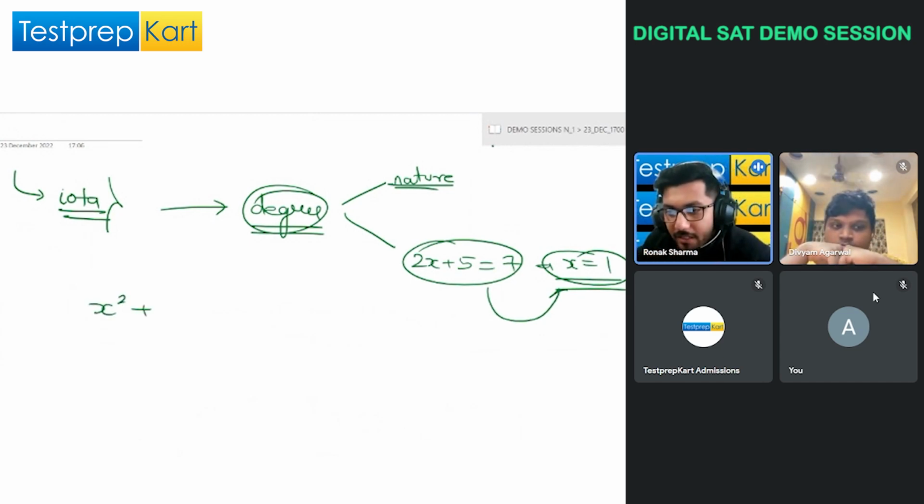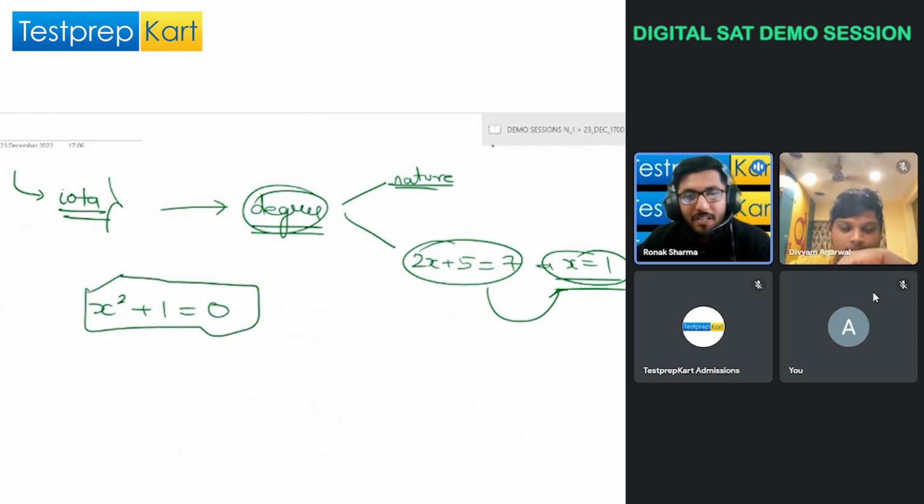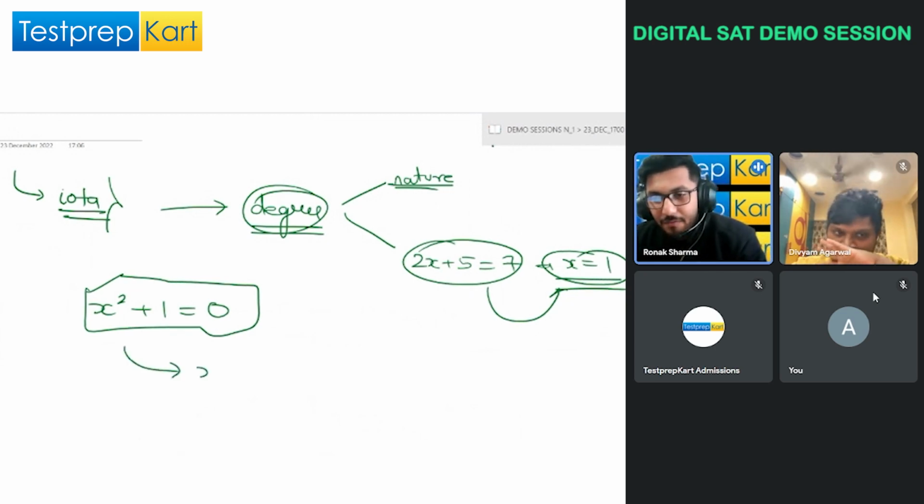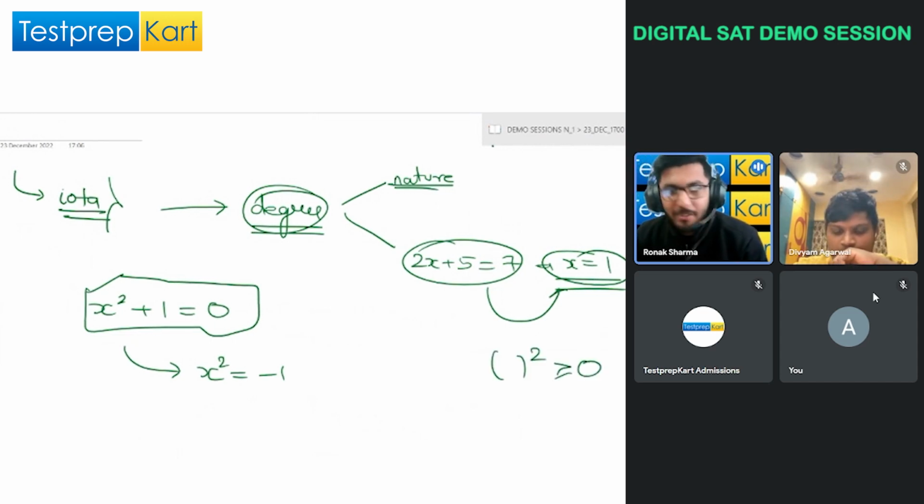Someday, we encountered this equation, x square plus 1. Now, as per the simple definition, this is purely a quadratic equation because it has degree 2. But when we decided to find its value, x square is minus 1. How can a square quantity be negative? Because any square quantity must be positive or 0. Minimum value can be 0. So how is it coming out to be negative?